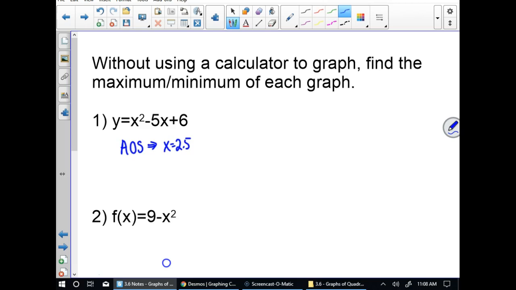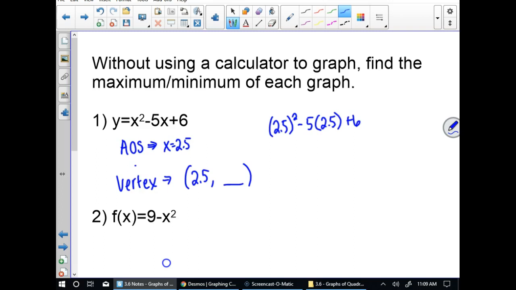Alright, so if I plug in, that means for my vertex, my x coordinate is 2.5. If I want the y coordinate that goes with it, I'm just going to say 2.5 squared minus 5 times 2.5 plus 6. And it's alright with me if you use your calculator on this. You should get negative 0.25, I believe. There, so you've got 2.5, negative 0.25 as your vertex.